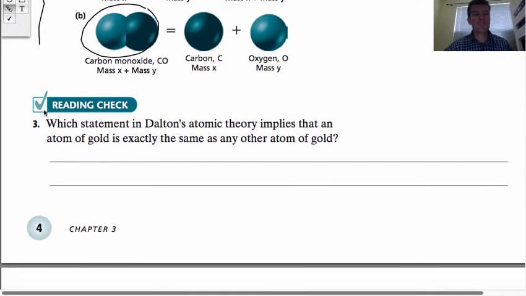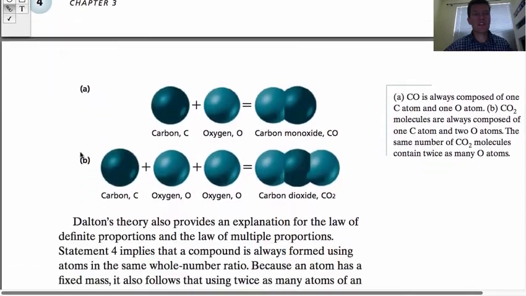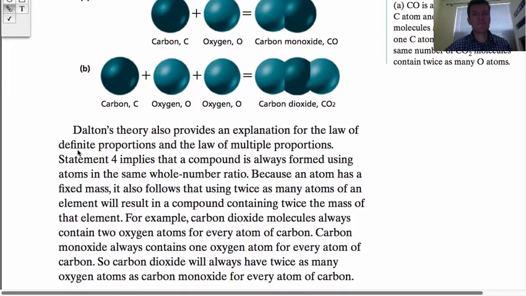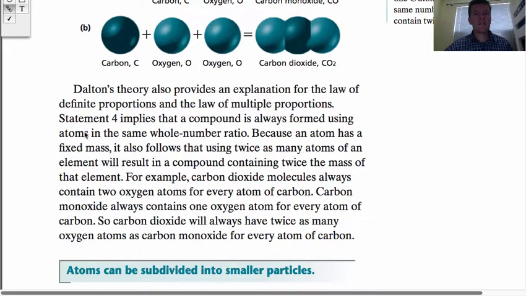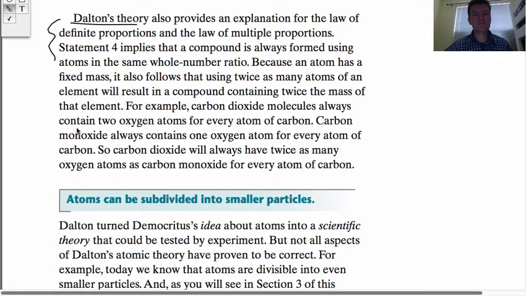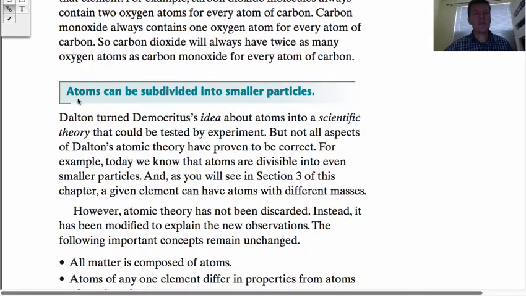Okay? All right, reading check number 3, you can answer that. All right? And this is just talking about how Dalton's theory supports the laws we've talked about before, those 3 laws. All right, atoms. Let's talk about further within the atom. Let's subdivide it a little bit and talk about the smaller particles that are inside of the atom.